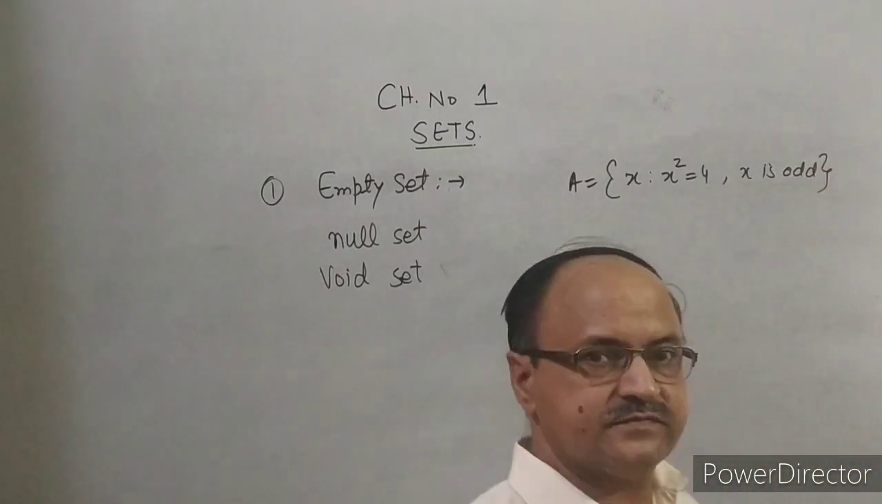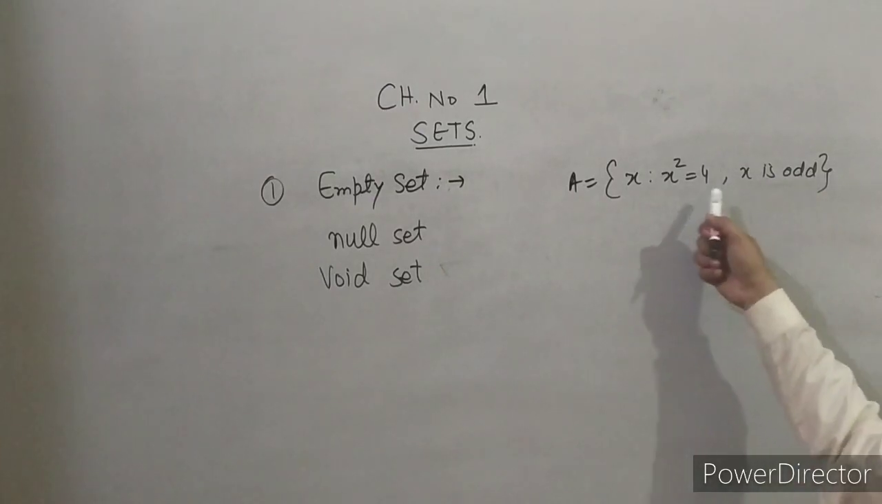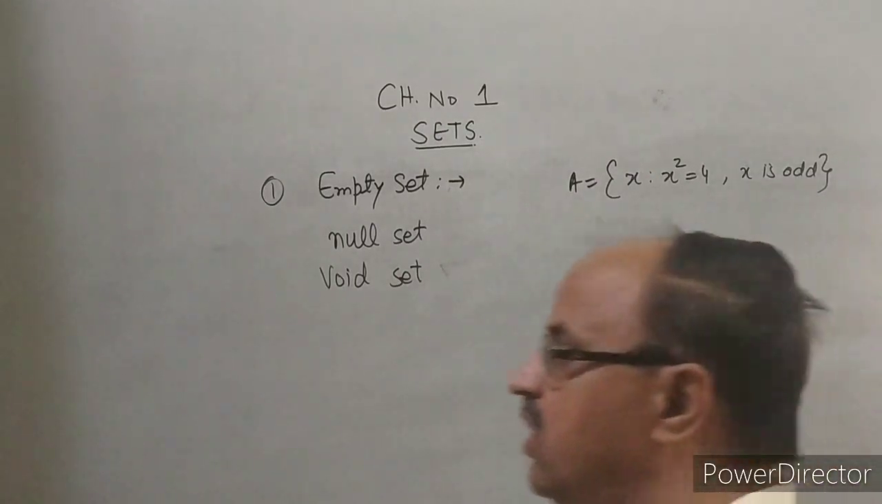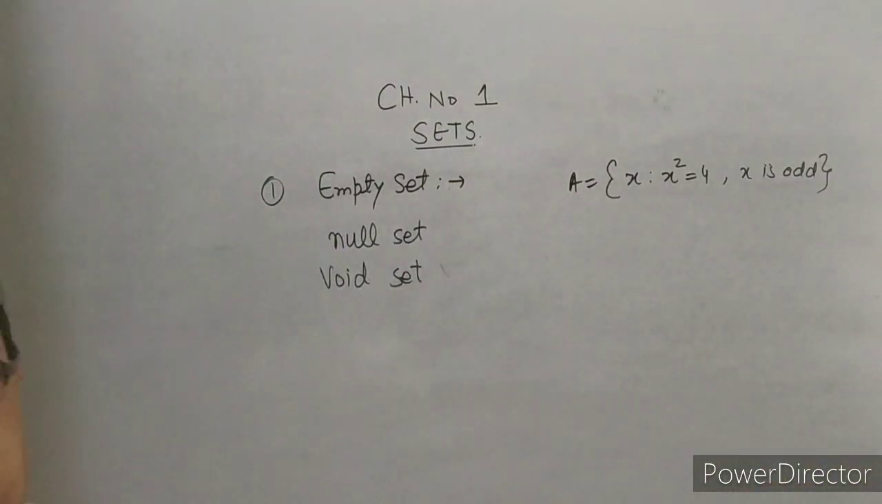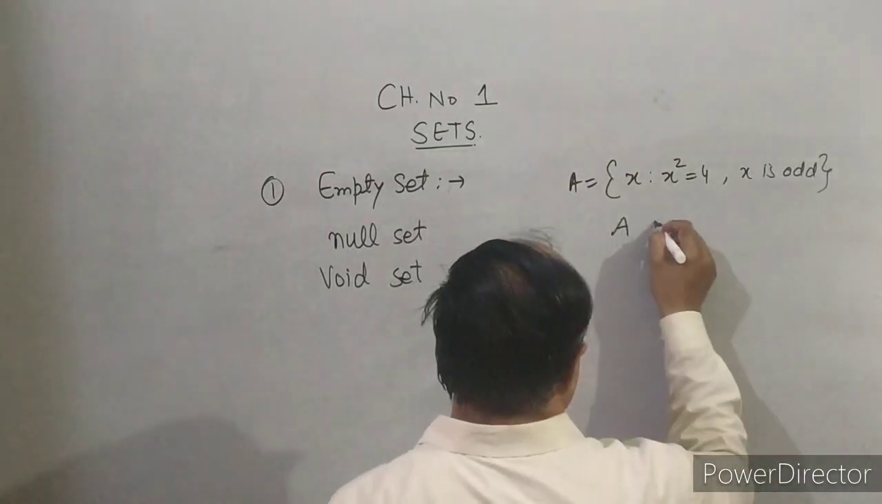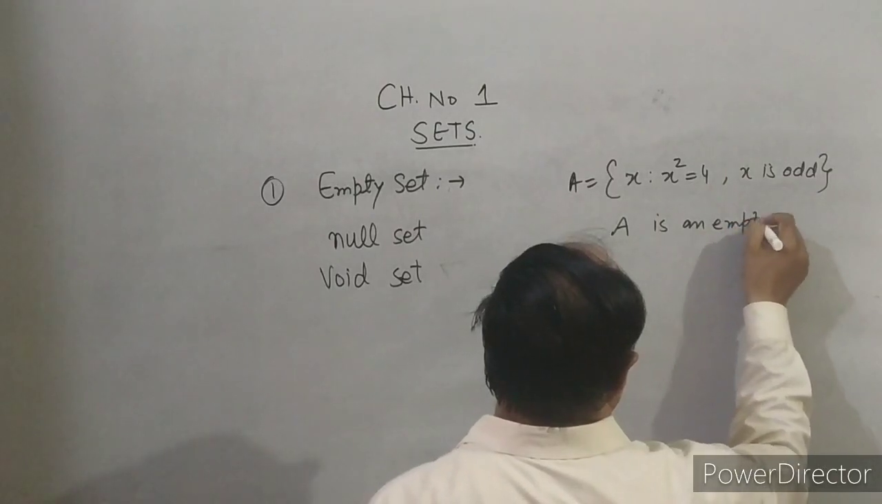Can you tell me? x equals 4 and x is odd. Any number which is odd, the square of an odd number is also odd. Therefore, this is an example of an empty set. Therefore, A is an empty set.